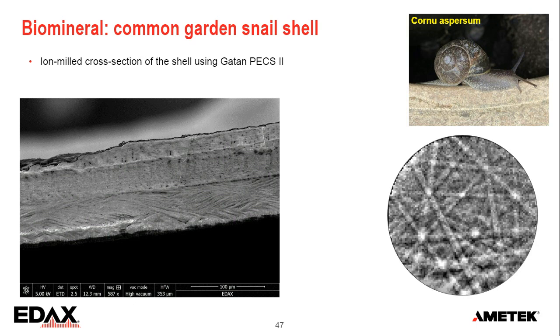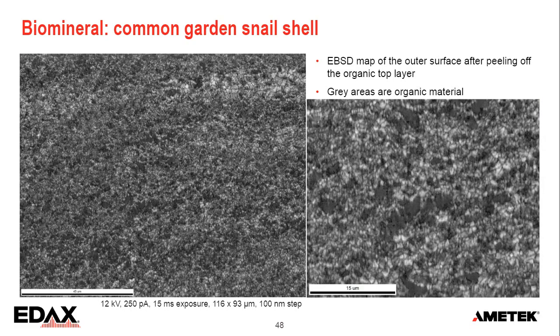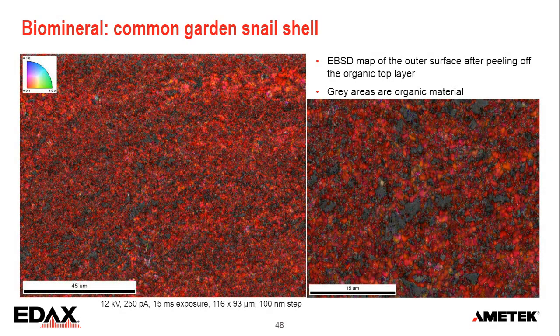Interestingly, if I go here, this map was unpolished. The only thing I did here was peel off the organic top layer, and this is what I got. I think if I tried to improve the pattern quality or the surface quality here, I would actually destroy the material.